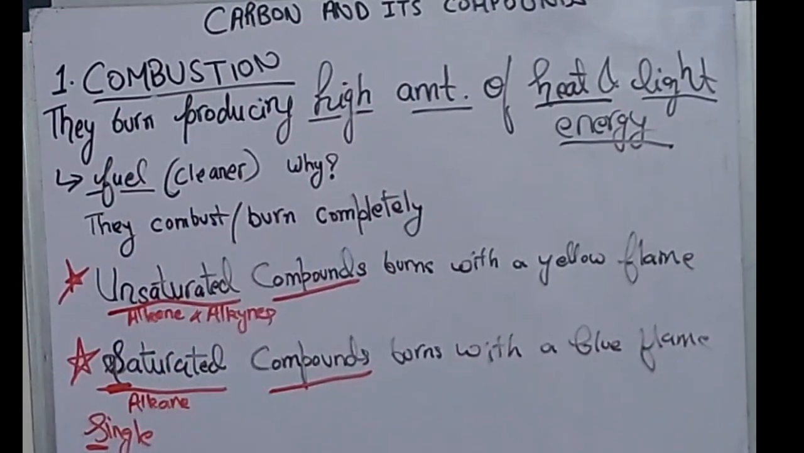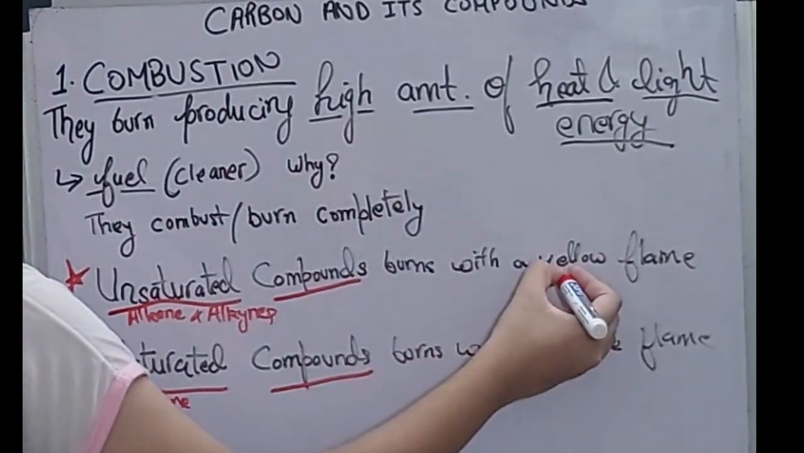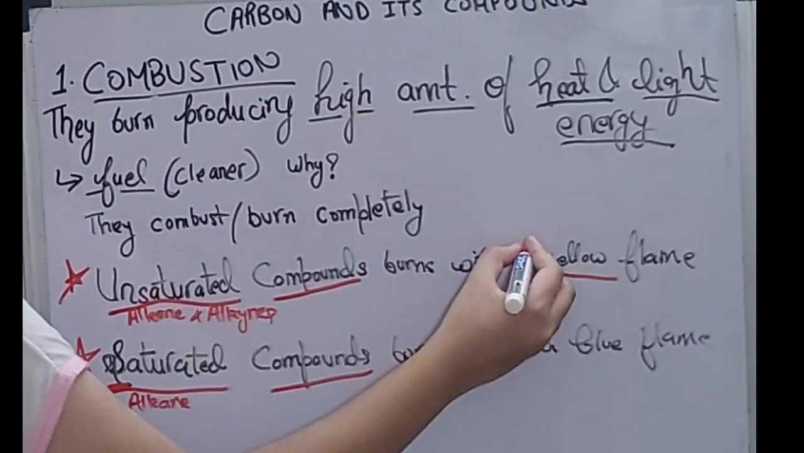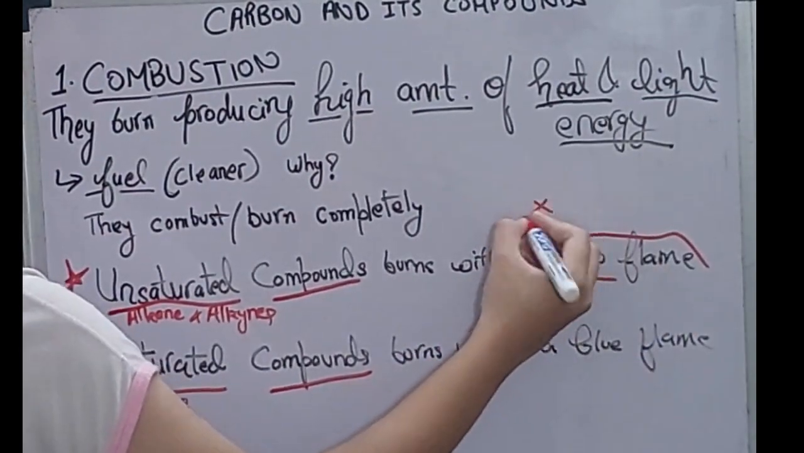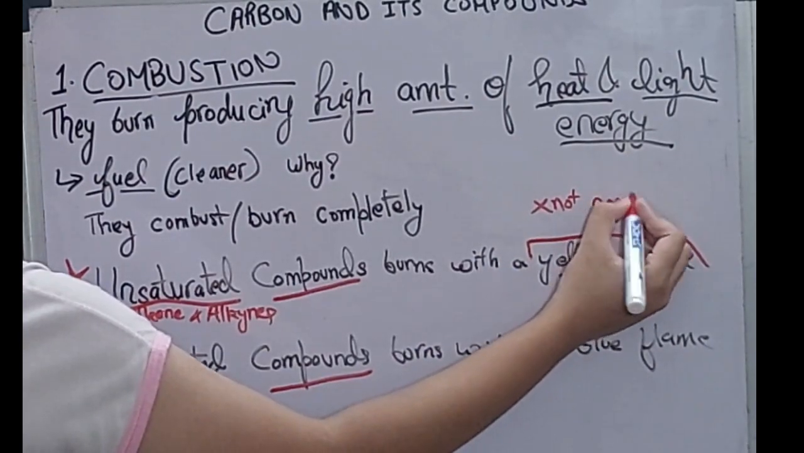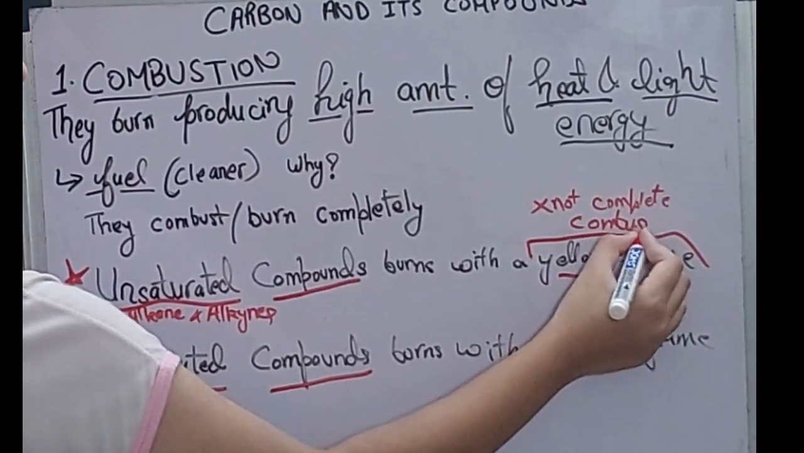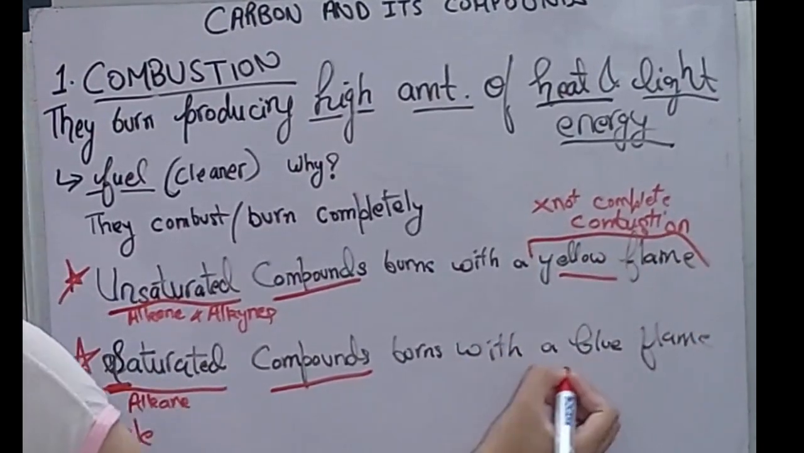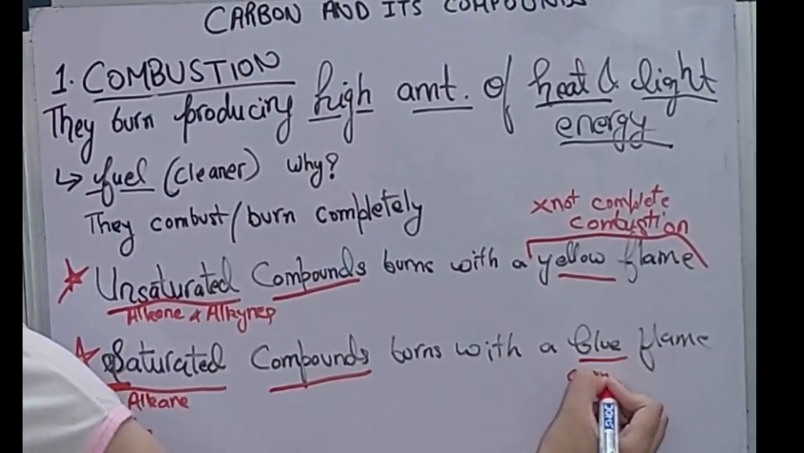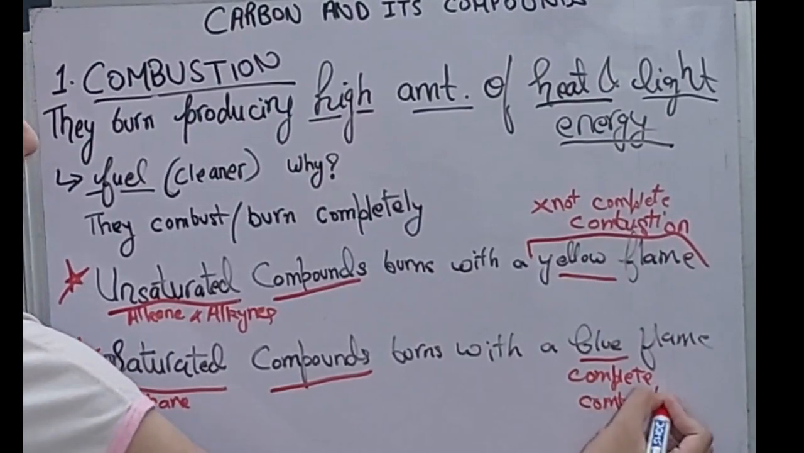So unsaturated compounds burn with a yellow flame. In previous classes we learnt about the combustion of a candle, right? So tell me, what does it mean to have a yellow flame? This yellow flame refers to not complete combustion, pure combustion is not happening. But the blue flame means complete combustion. Are you getting my point?